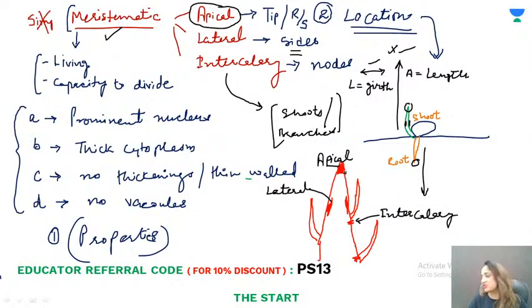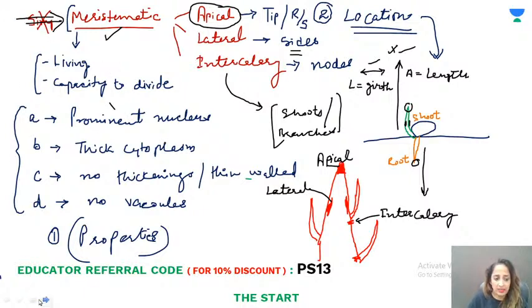Right, its branches and all those things. So this is all about meristematic tissue. We divided it into three major categories: apical, lateral, intercalary. Apical is for length, lateral is for the height, the girth, the diameter. Intercalary is present at the nodes, for shoots and branches. So this was all about your meristematic tissue.